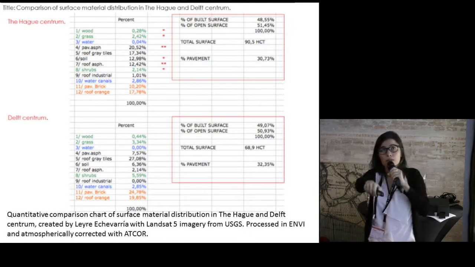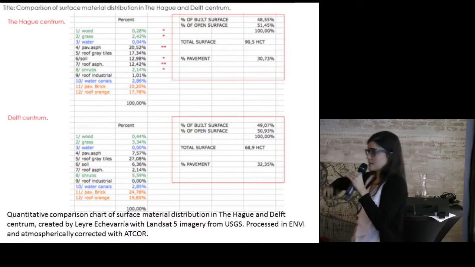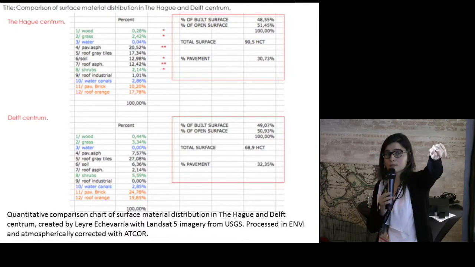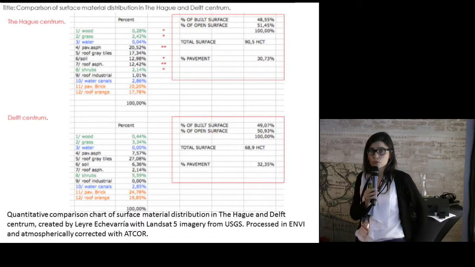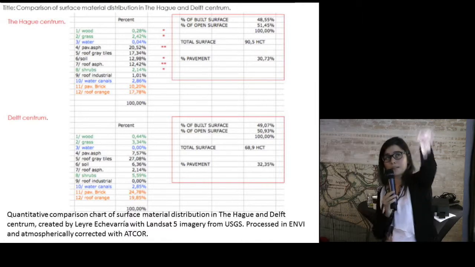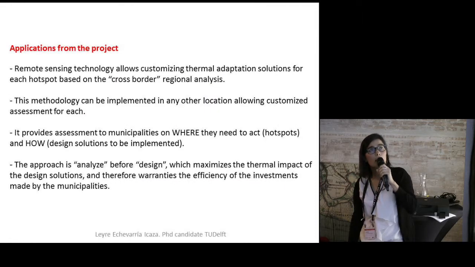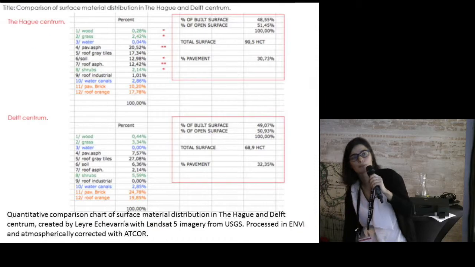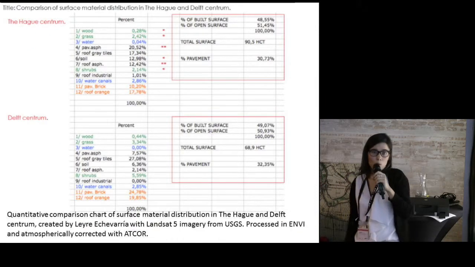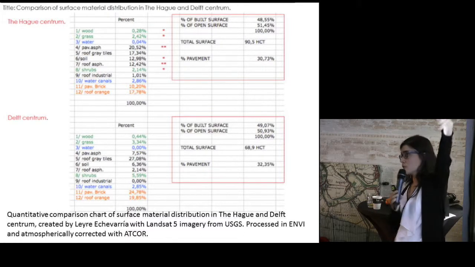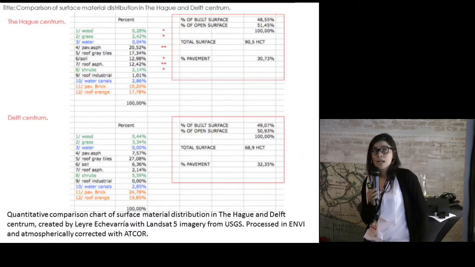This is the confirmation that, since we are assessing the surfaces of the materials, we can see that the percentage of built surface, so the footprint of the built area and the footprint of the open space, is kept similar, so it does make sense to compare these two. And I skipped like 1,000 slides. And the idea is that based on this, there is a suggestion of the amount of greenery that needs to be implemented in The Hague in order to be able to improve its thermal behavior in the center.